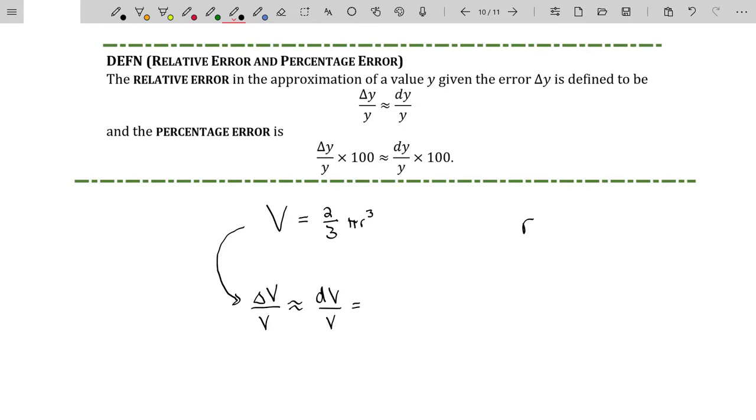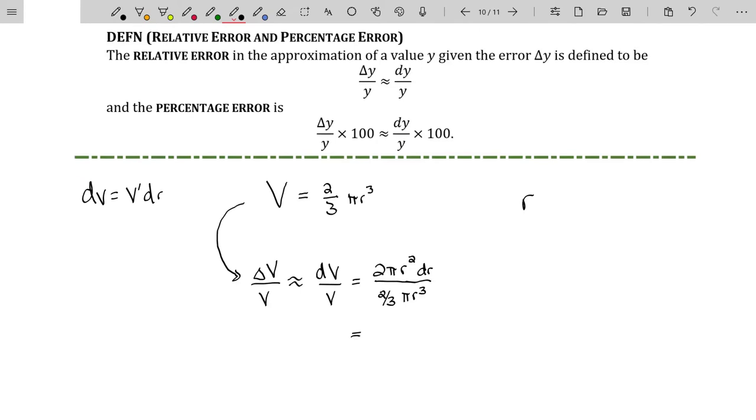And when we computed dV, that was 2 pi r squared. And if you divide that by the actual volume, which is 2/3 pi r cubed. Oops, that dV is incorrect. It's 2 pi r squared. That's the derivative, but then we have to multiply that by dr. Remember, dV is equal to V prime dr. So I had to put that dr in there. Sorry about that.